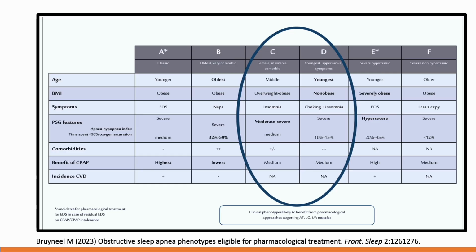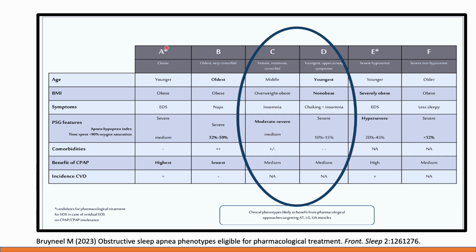Now, this is a summary of the OSA clinical phenotypes and the phenotypes which will benefit from various pharmacological approaches. If you look at these phenotypes, you can define them as: the classic OSA, which is group A; B, the oldest and very comorbid patients; C, female OSA patients or patients with insomnia and comorbidities; D, the youngest with upper airway symptoms; E, the ones with severe hypoxemia; and F, the severe non-hypoxemic variant.